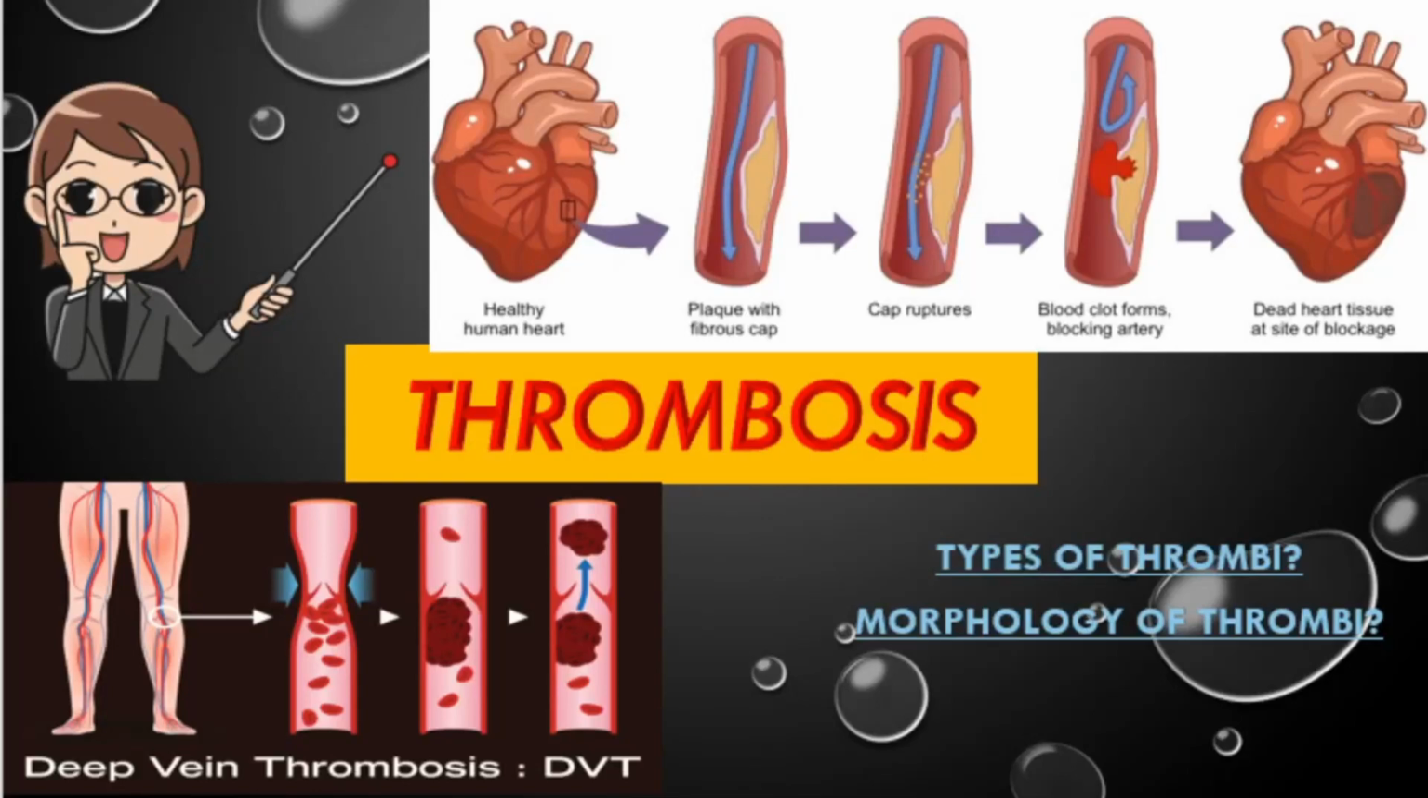Hello everyone. So in the last video we have seen the introduction, definition and the main etiological factors, that is the Virchow's triad of thrombosis. Now in this video we are going to see the different types of thrombi and then the morphology of different thrombi. Okay.